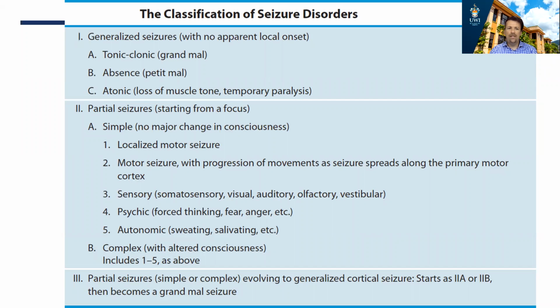This table here is one that I'm not going to go through. There are many examples of this in your textbooks, and it just gives you the classification of seizure disorders into generalized seizures and partial seizures that we just spoke about.